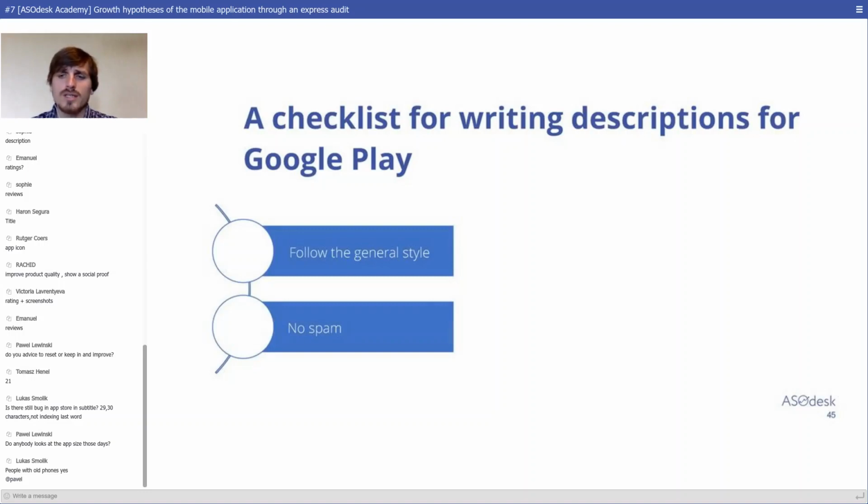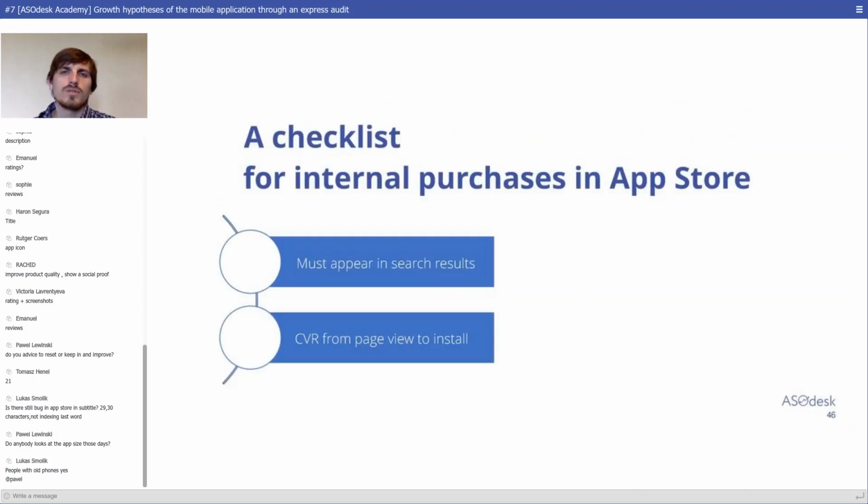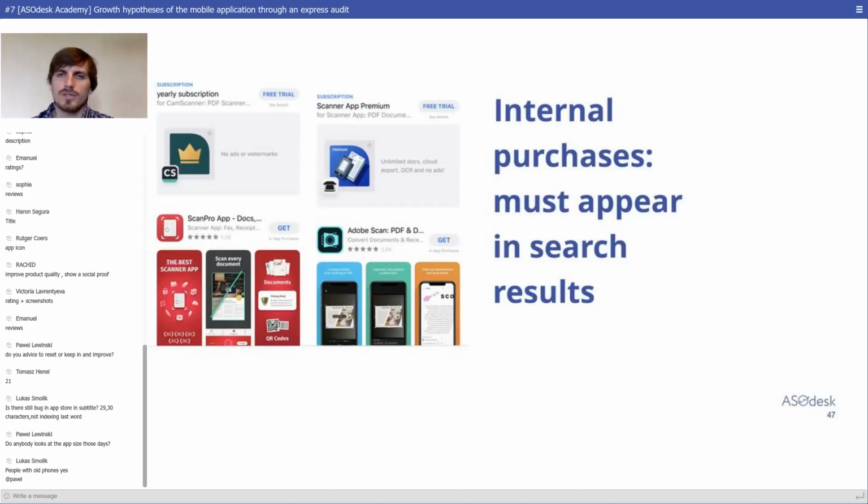So yeah, don't forget to follow the general style. As I've said, if we are promoting some feature, we promote it everywhere, not just in some places of your metadata, and do not spam. Two times is the most to repeat a keyword in the short description or title. The same goes for the in-app purchases in the App Store. Check what appears in your search results, and check your conversion rate from page view to install of your in-app purchase.